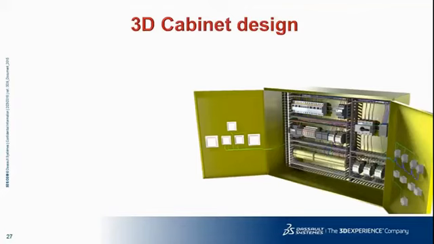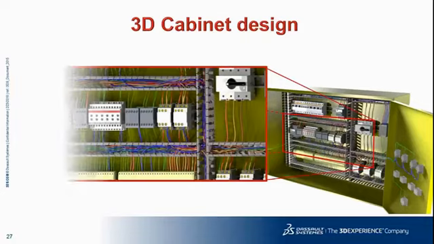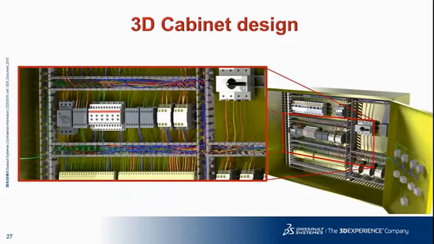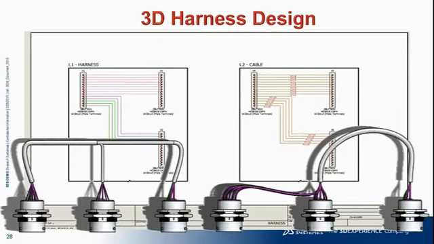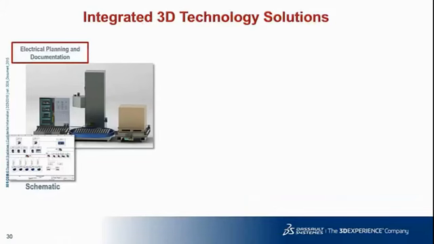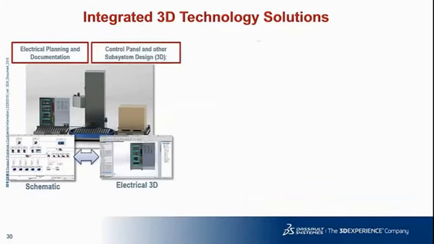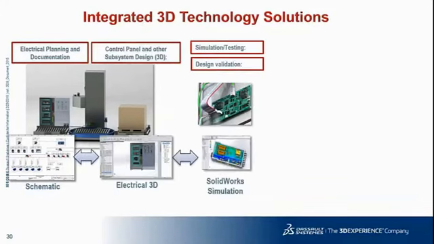So what is specifically for machine design, what are we looking at? We're looking at 3D cabinet design. That makes things much easier with electrical. In electrical, you do harness design and controlling your wires, where they're going, laying out your harnesses. And of course, if you look at the whole system, how has the product development process changed if you use SOLIDWORKS and SOLIDWORKS Electrical?